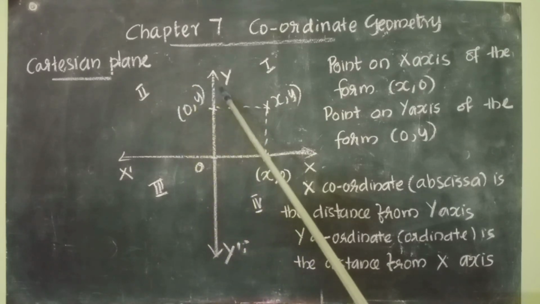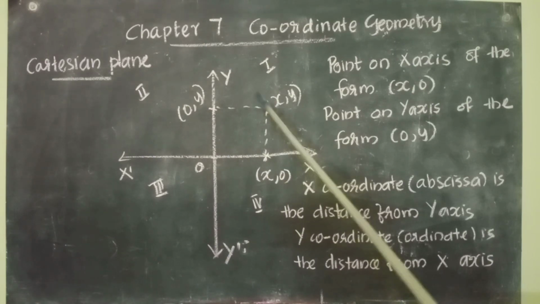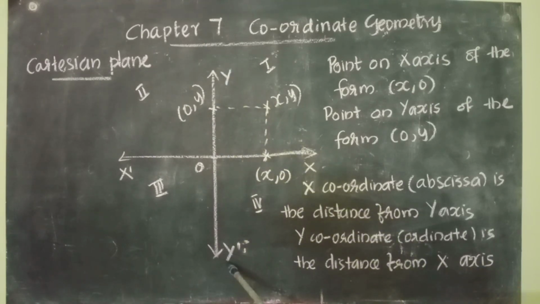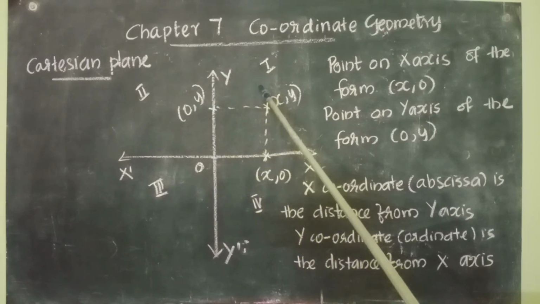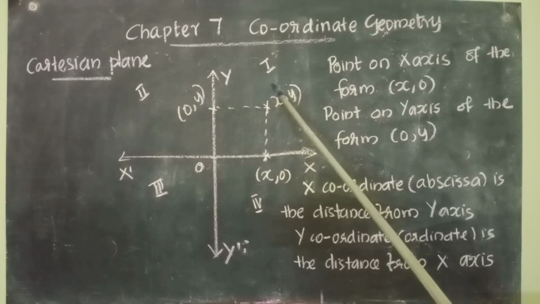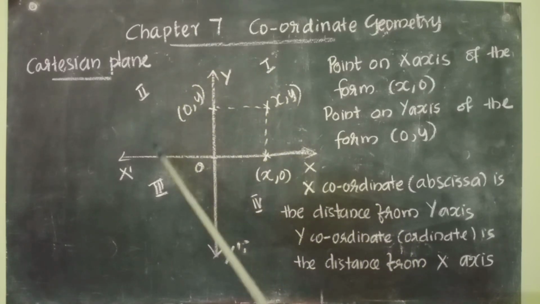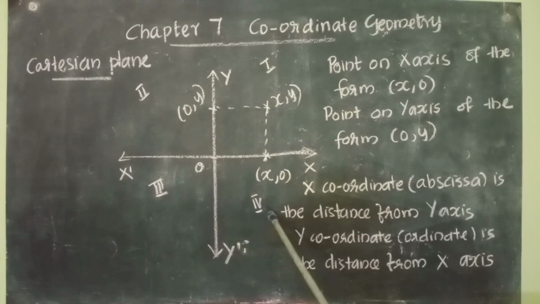So this is our Cartesian plane. This horizontal line is our x-axis. This vertical line is our y-axis. X-axis and y-axis divide the plane into 4, known as quadrants. This is first quadrant. This is second quadrant. This is third quadrant. And this is fourth quadrant.